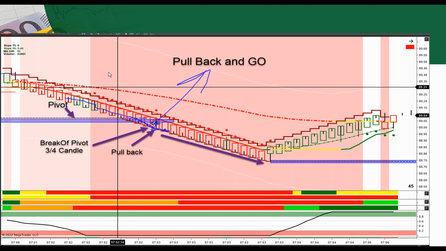But why do we wait for the pullback candle? Well, because a lot of times when markets break support, they pull back, retest it, and then go. And this is why we trade this way, calling it the pullback and go. And this is how we sidestep a lot of losing trades.